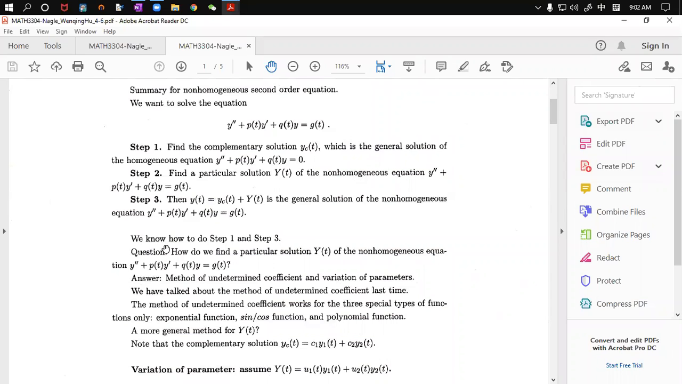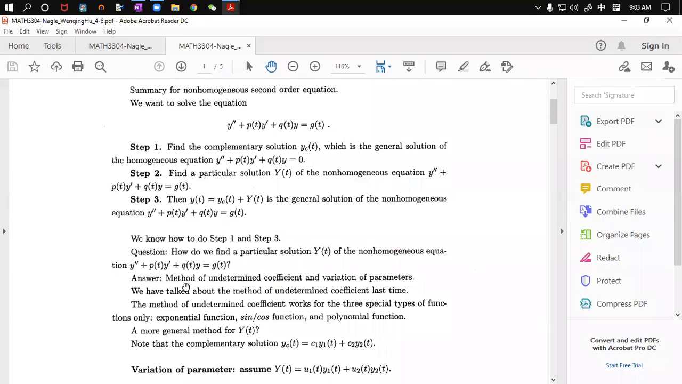Now we know how to do step 1 and step 3. You know the complementary solution. For example, it can be derived from the characteristic equation theory, the method of characteristic equation. So that's good, you know how to do this. The only problem left is that you don't know how to find a particular solution, a particular solution to the non-homogeneous problem, not to the homogeneous problem. You don't know how to find it.